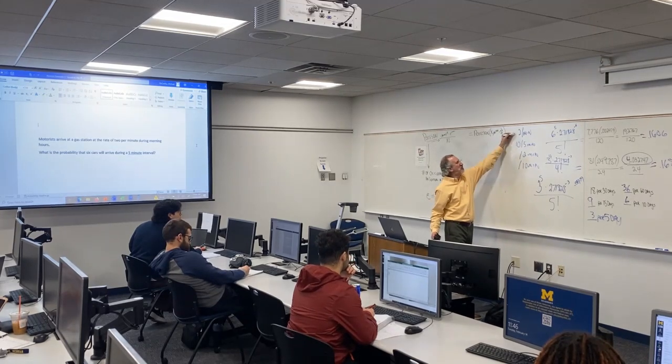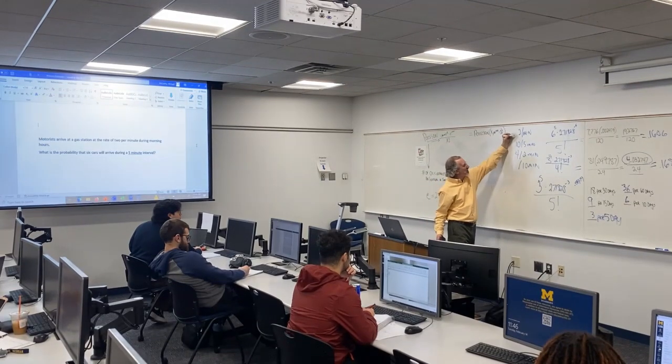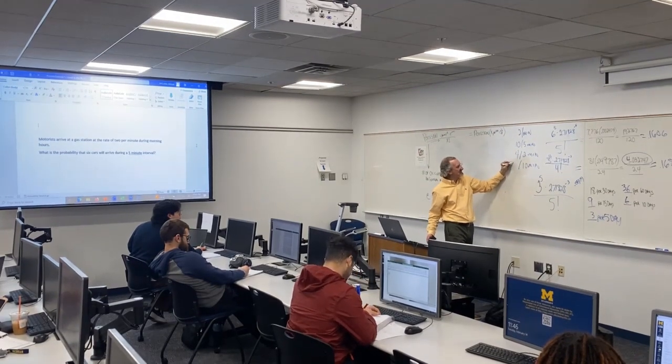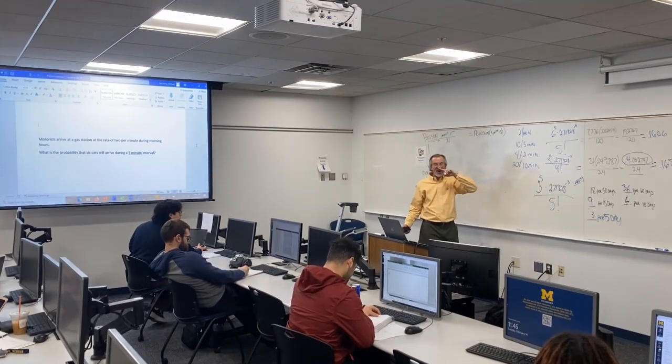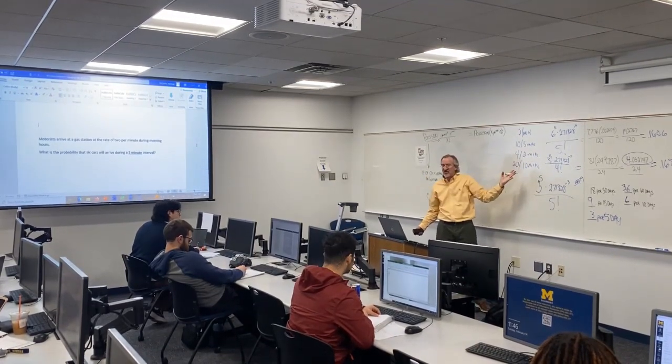What if it's 2 per minute, and the question is about 2 minutes? What would be the mean? 4. 4. 2 per minute. What if it's about 10 minutes? What would be the mean? 20. There you go. Whatever's happening to the information, you have to turn it into these other intervals.